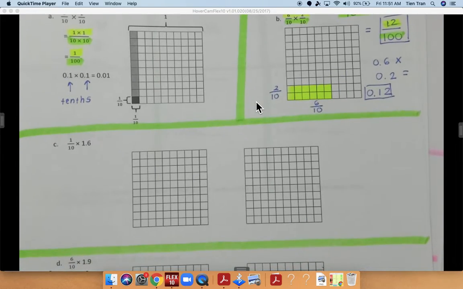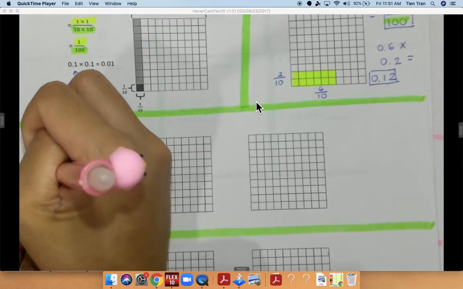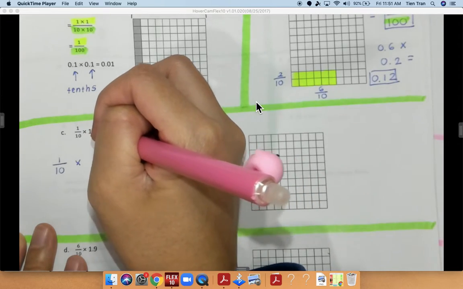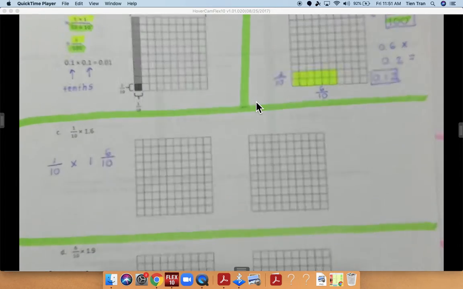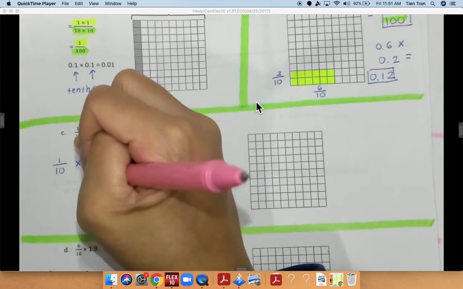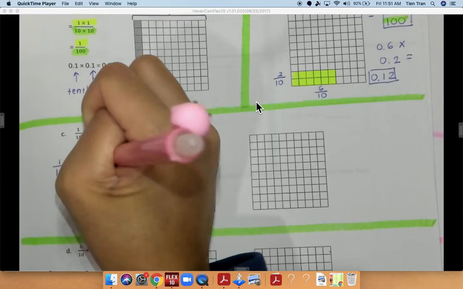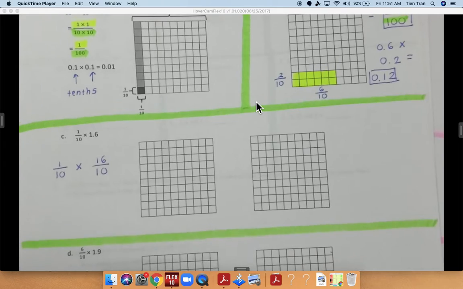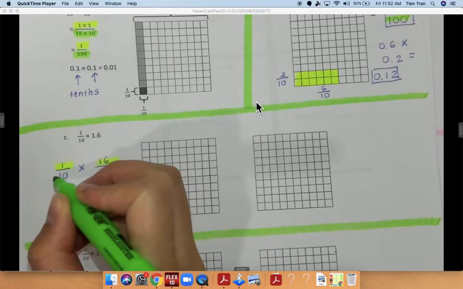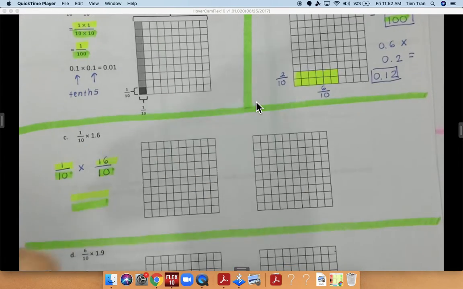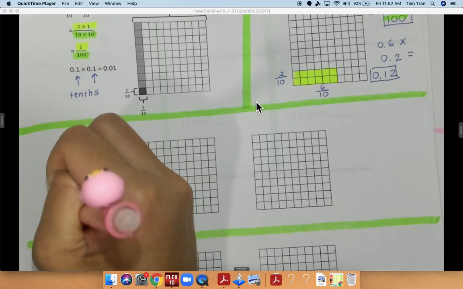Now we're going to move on to problem C. For problem C, we have 1/10 times 1 and 6 tenths. Ooh, tricky one. Okay, or you can even write it as 16/10. I think that would be less confusing. Let's do 16/10. I want to change it into a fraction anyways. Now we're going to multiply. So I'm going to multiply my top numbers, and then I'm going to multiply the bottom numbers. Okay, so we have 1 times 16, which is equal to 16, and 10 times 10, which is equal to 100. So my answer is 16/100.